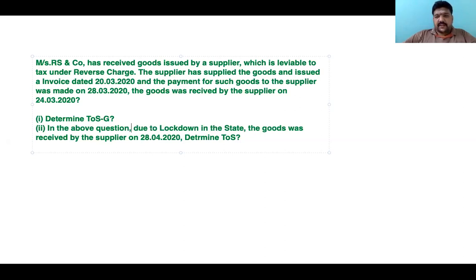'Situation 2' or 'italic 2'. I just want you to come up with not a very detailed answer. Just consider this as an additional question. This is an additional question. In the same question, because of lockdown in the state, the goods was received by the supplier on 28/4/2020. What would be your time of supply? That's all. A very simple question. I don't want a detailed answer. We have to discuss something else. So, quick.